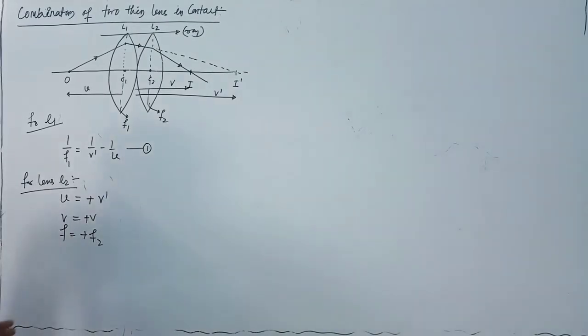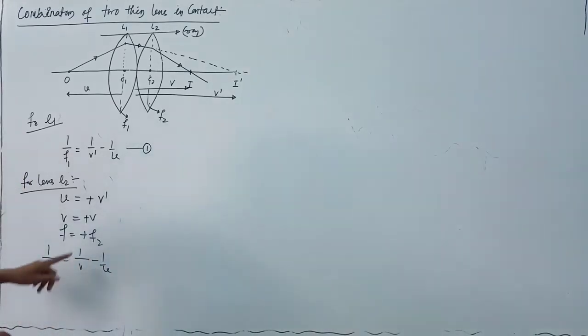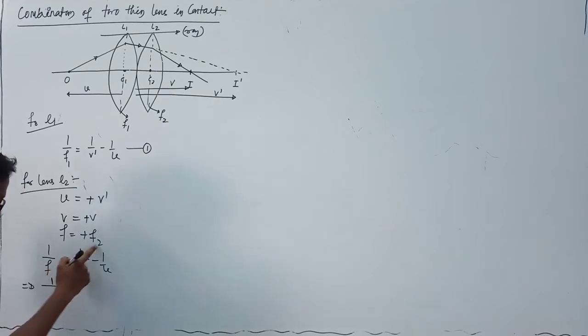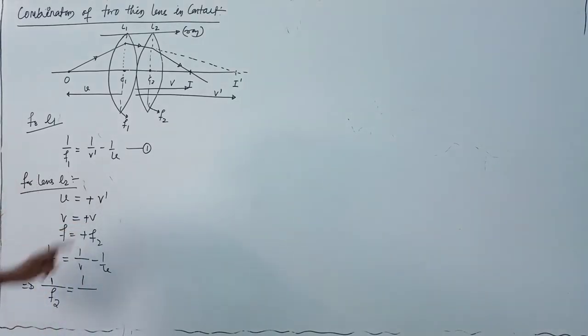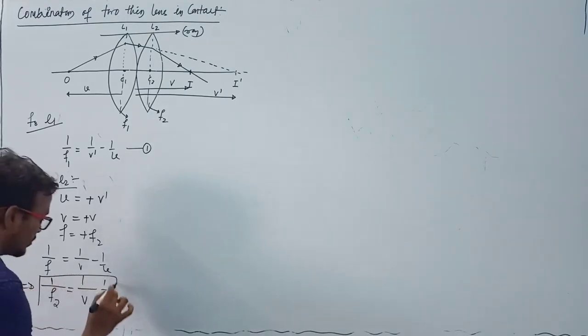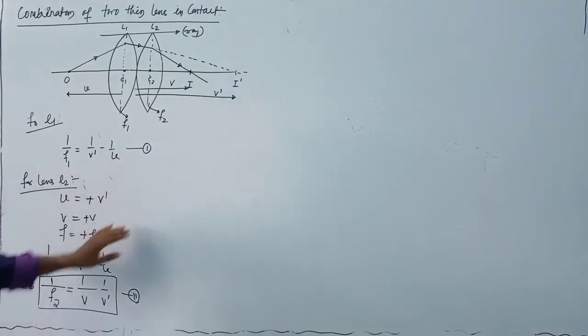Now if we use the thin lens formula, that is 1 by F1 or 1 by F equal to 1 by V minus 1 by U. This is the general formula. Now using these values, we can write 1 by F2 equal to 1 by V minus 1 by U, where U equals V dash with a positive sign, that is 1 by V dash. This is equation number 2, the first equation and the second equation.